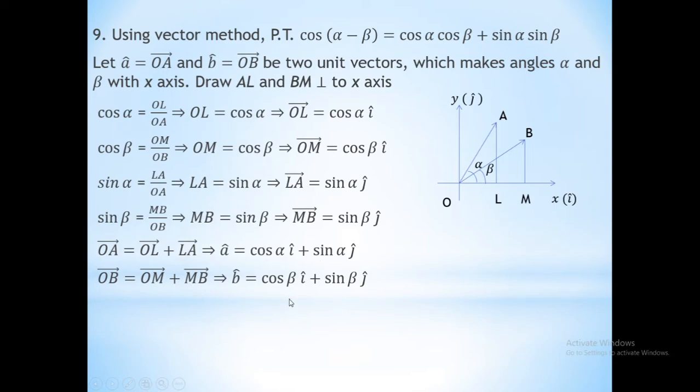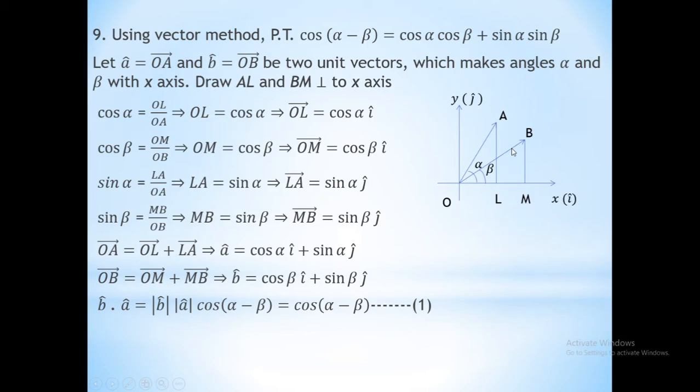j cap, right? Now I'm going to take the dot product between the two vectors. So b vector dot a vector, so b cap dot a cap. You know the formula for dot product, which is what? Modulus of b cap, modulus of a cap, cos of the angle between the two vectors.